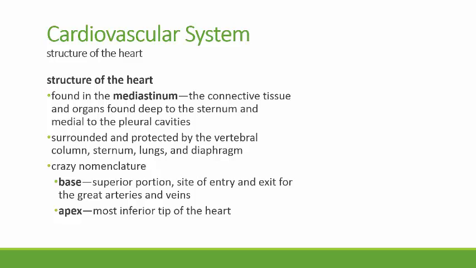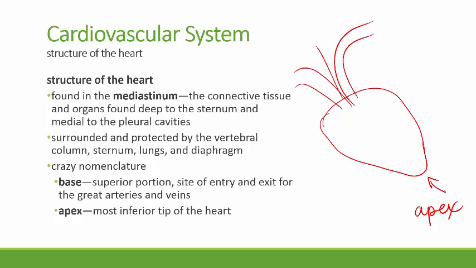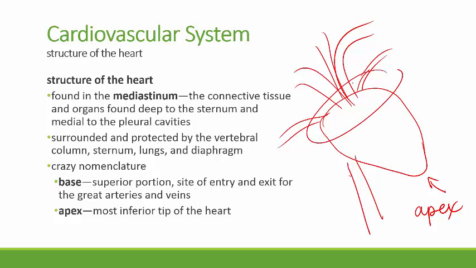The base is the most superior portion of the heart, and it is where all of the great arteries and veins enter or exit, depending on whether it's an artery or a vein. The tip of the heart, the most inferior portion, is referred to as the apex. So, if we think of the heart here, kind of a cone-shaped organ, this would be the apex, and up here where the aorta and the other blood vessels are entering and exiting, there's the inferior vena cava. This region here would be considered the base of the heart.